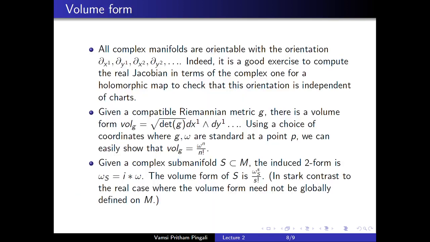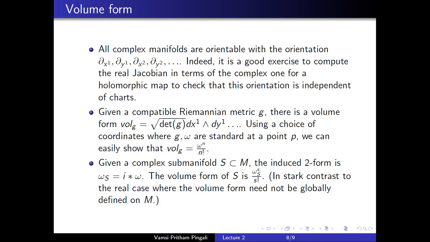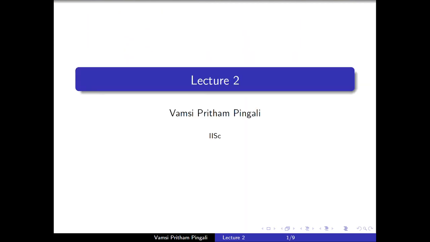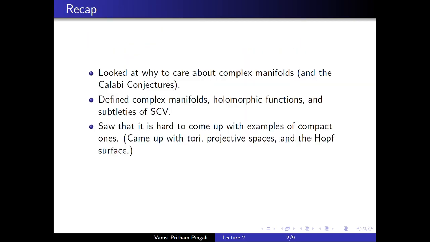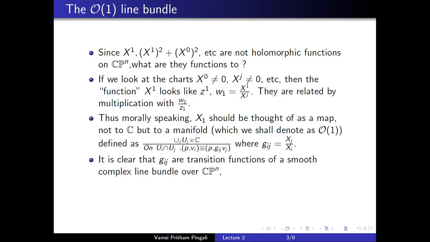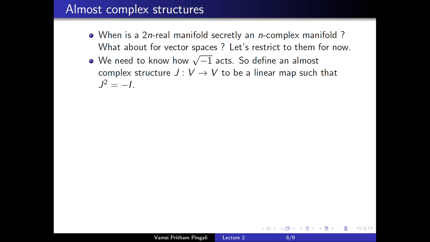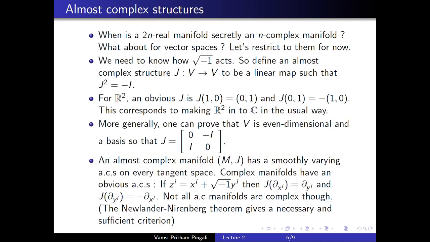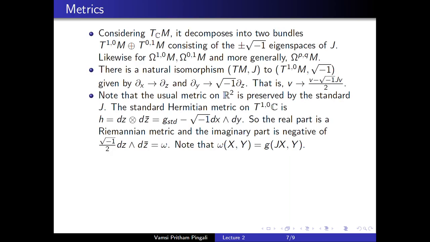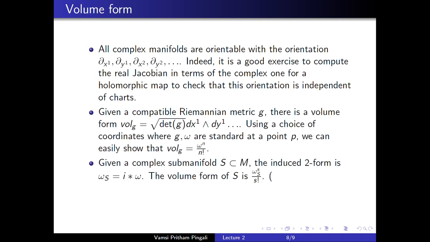All right. I think I'll stop here. Just to recall, what we did today was we interpreted the homogeneous polynomials as sections of some nice line bundle, and then we defined almost complex structures, and we looked at metrics, compatible metrics, and we looked at the volume form, right?